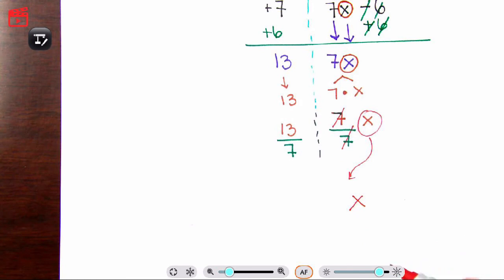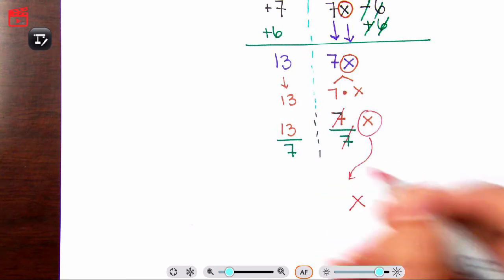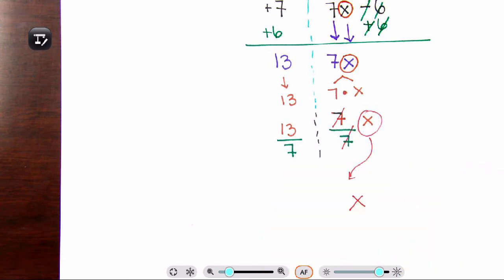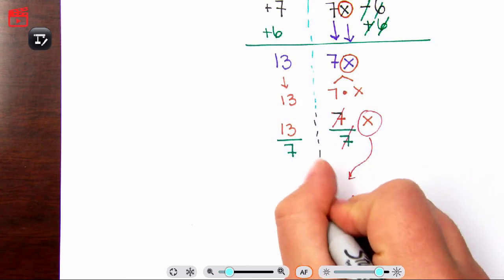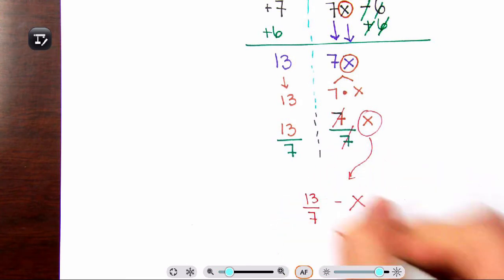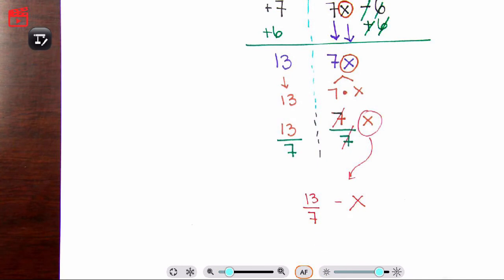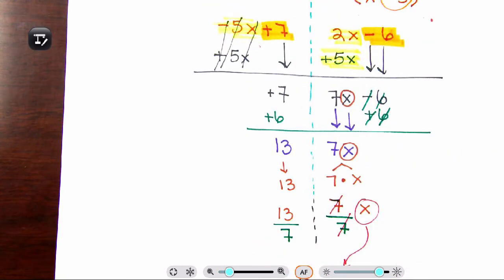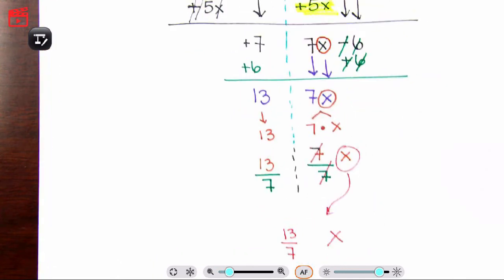13 divided by 7. I can't simplify that. 7 times 2 is 14. So I know it's close to 2. It's 1 point something, but I'm going to leave it as a fraction, and that's okay. Did you guys see that? I almost made the mistake again. I put that dot, but however, I'm going to erase it. Because we don't have an equation, we have an inequality.